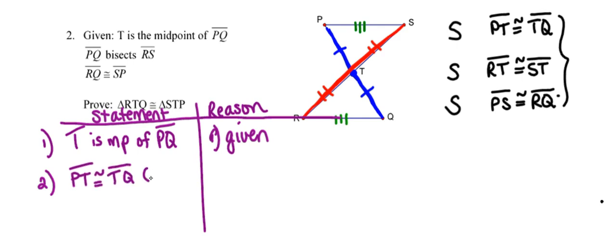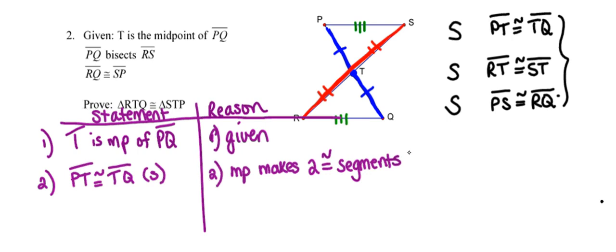And they're my first pair of congruent sides, so I'm going to indicate that with an S in parentheses. And the midpoint makes or forms, however you want to say it, two congruent segments. I'll cite statement 1 because statement 1 was where I first originally talked about that midpoint. All right, so I've talked about these.